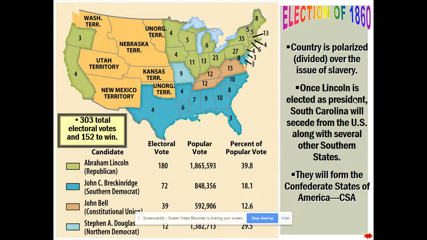Now, if you'd have combined Stephen Douglas and John C. Breckinridge votes, the Democrats would have easily beat the Republicans. They weren't as large and widespread this time. But typically in American history, when a major political party splits its votes, the other party wins. And that's what happens in the election of 1860.